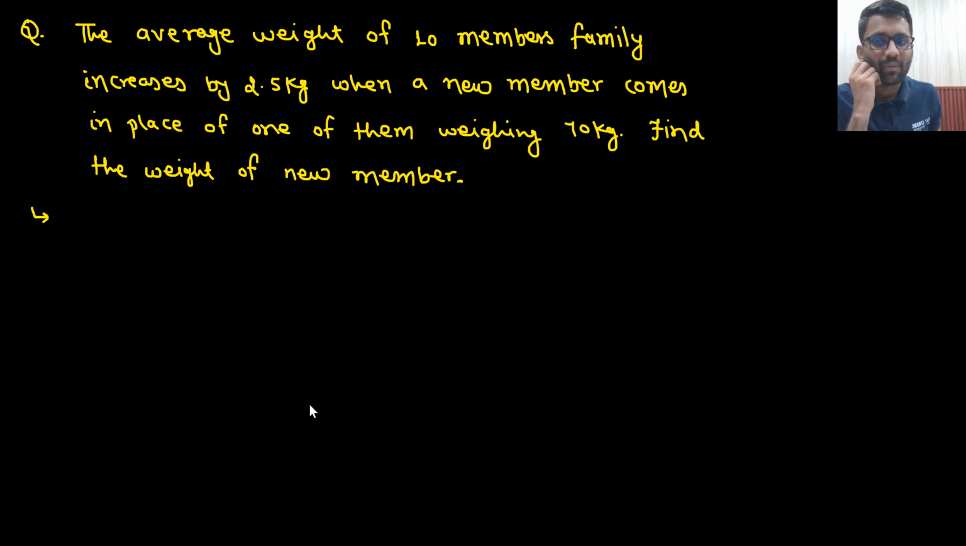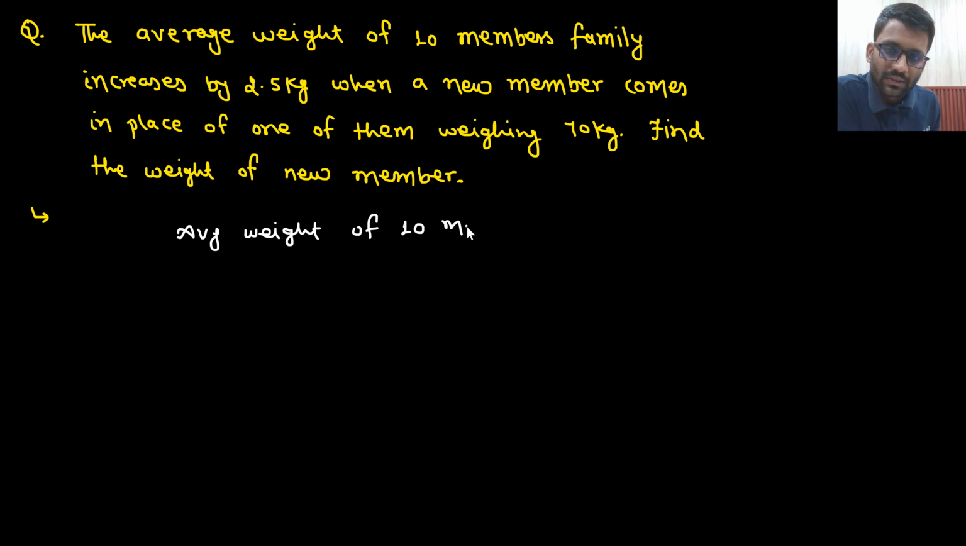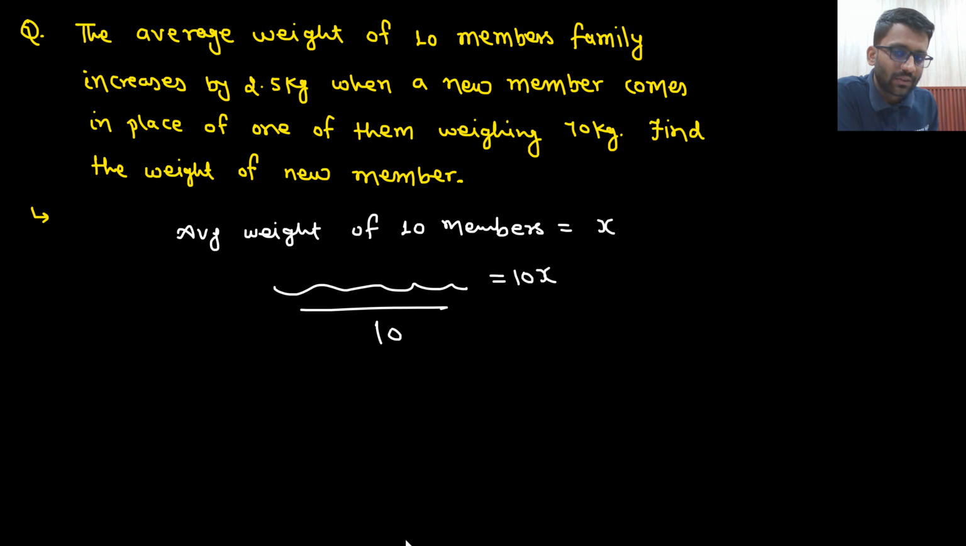The average weight of 10 members of the family increases by 2.5 kg when a new member comes in the place of one weighing 70 kg. Find the weight of the new member. So 10 members are there. Let's say the average weight of the 10 members, initially, is x. Then what is the total weight of them? Total weight 10x. Say yes or no? Because total weight divided by 10 is equal to x.